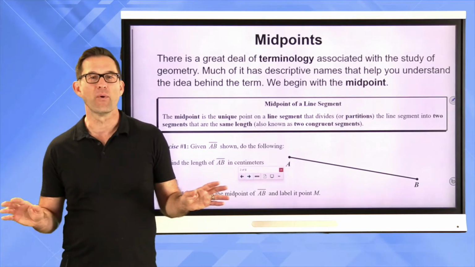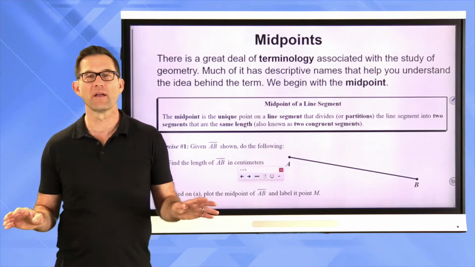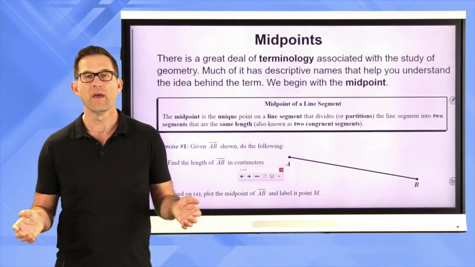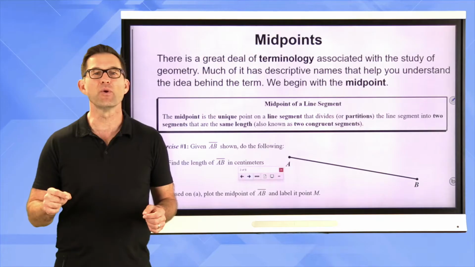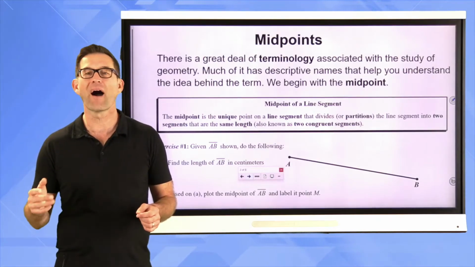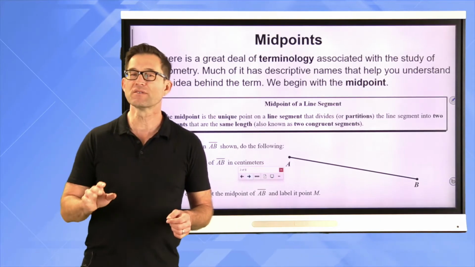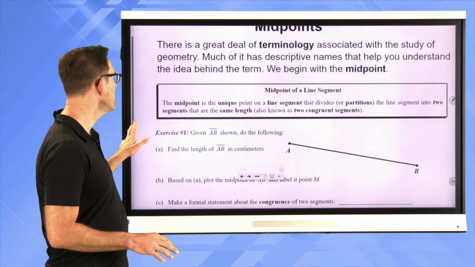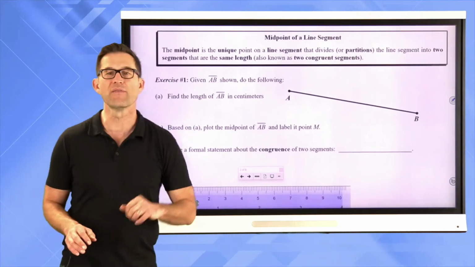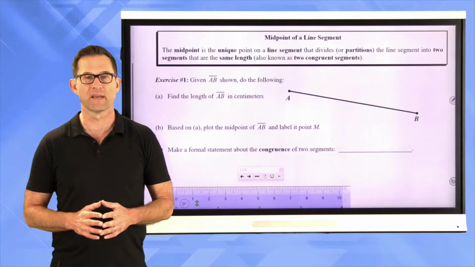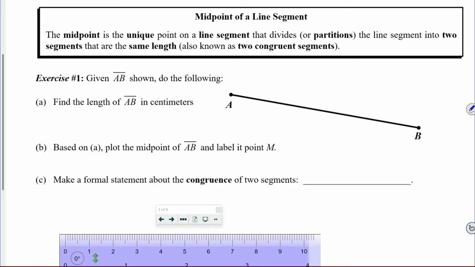Now, midpoints. There's a great deal of terminology associated with the study of geometry. Much of it has descriptive names that help you understand the idea behind the term. And we begin with something very simple, the idea of a midpoint. Let's take a look at the idea of a midpoint of a line segment. The midpoint is the unique point on a line segment that divides, also known as partitions, the line segment into two segments that are the same length, also known as two congruent segments.